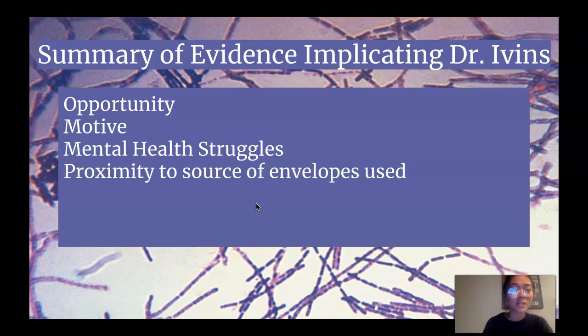We then have proximity to source of envelopes used. Through scientific analysis of the envelopes that were used in the anthrax mailings, it was found that the envelopes were from one specific batch that were sold at a specific post office during a specific amount of time in Frederick, Maryland, which was about a few blocks away from Dr. Evans' house. We then have language used in the letters.